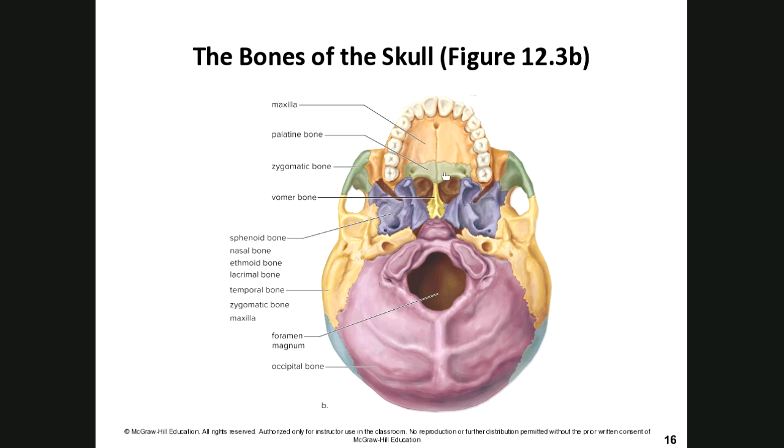So we have the zygomatic process of the maxilla, of the temporal bone, and then we have a zygomatic bone that's there. We have our palatine bone that's found there, and then we have our vomer bone, and then this giant hole at the base of the occipital bone is called the foramen magnum. That is where the spinal cord goes through to directly connect with your brain.